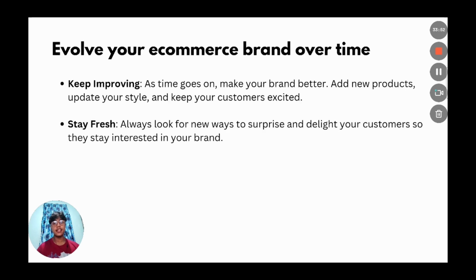The second tip to growing your e-commerce brand is to evolve your brand over time. Always keep improving, create new products, create offers, update your personality, update your style, update the way you communicate with your customers, and always stay fresh. Introduce new products, introduce something that can keep your customers' interest in your brand. Always make your customers want more from your brand. And if you do that, your customers won't ever leave your brand and they will always keep on buying from your brand.